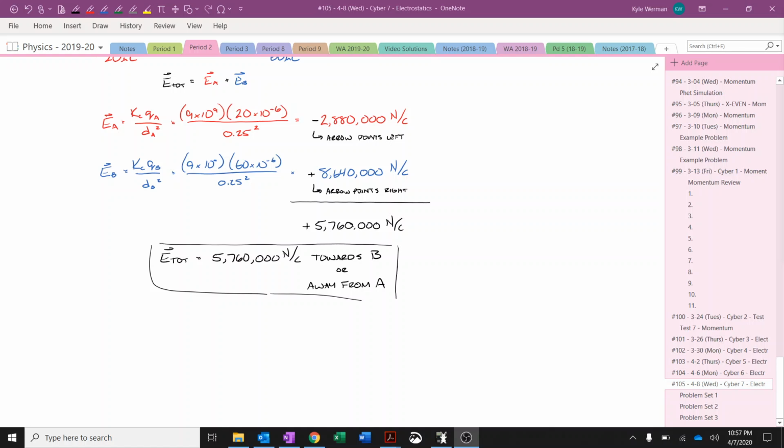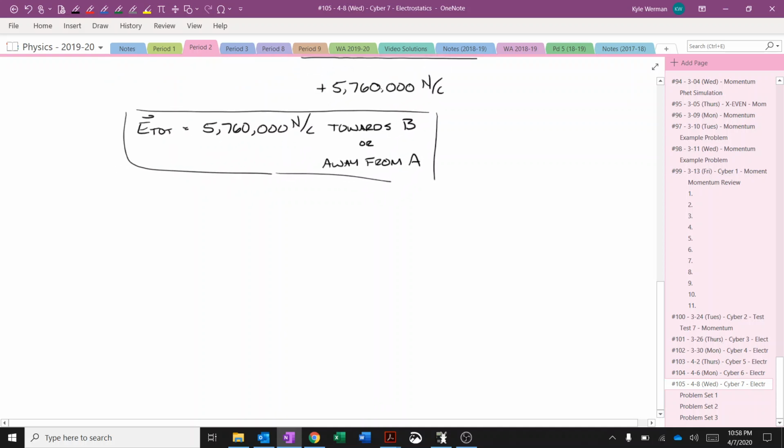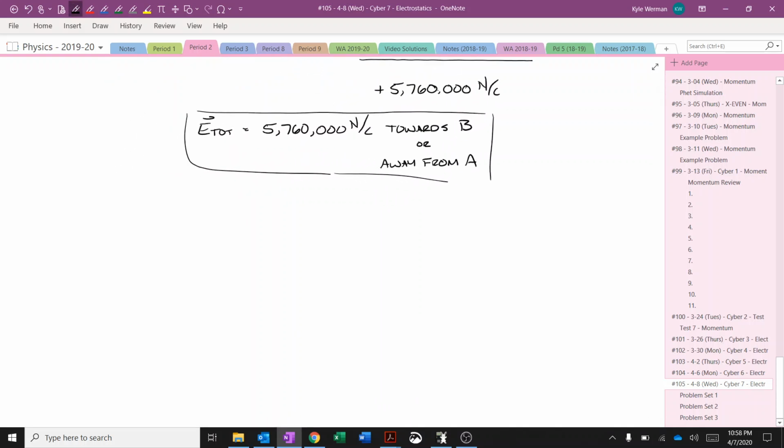Now let's take this concept of electric field one step further. And I suspect some of you might even have an idea where we're going here. Let's look at that gravitational equation again. We looked at gravity.